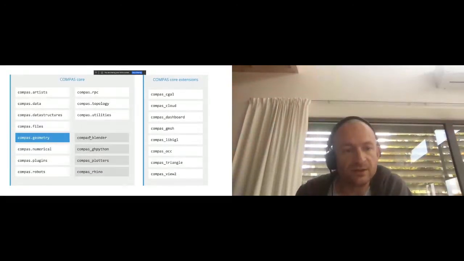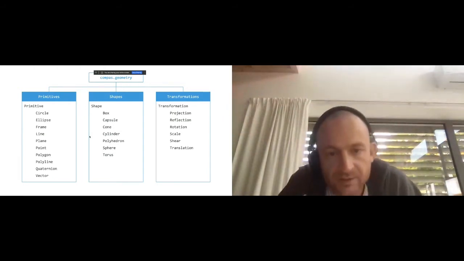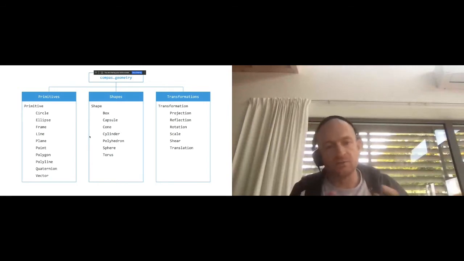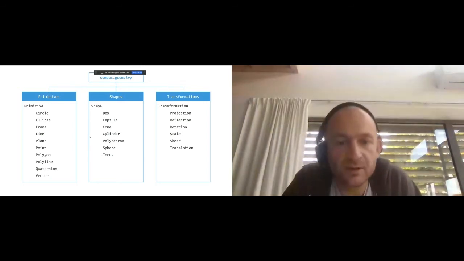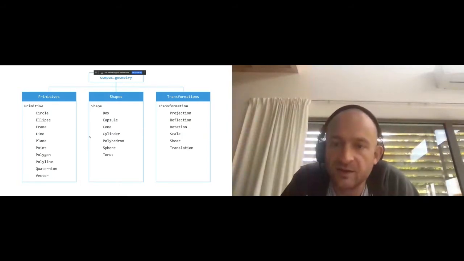What I will start with is COMPAS Geometry. COMPAS Geometry provides, like any geometry toolbox, I guess, three types of objects: primitives, shapes, and transformations. Primitives are objects like a circle, an ellipse, a frame, a line, a plane, a point, and so on. Whereas shapes are three-dimensional, volumetric objects, like a box, a capsule, a cone, a cylinder, and so on. And then the transformation objects provide 4x4 transformation matrices.